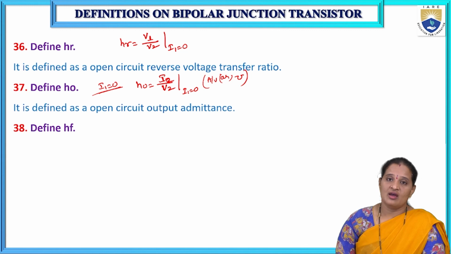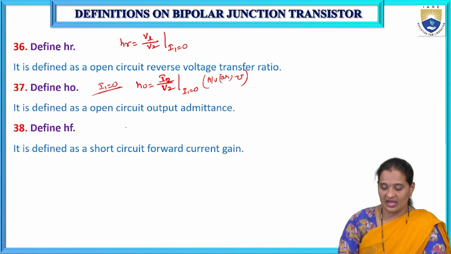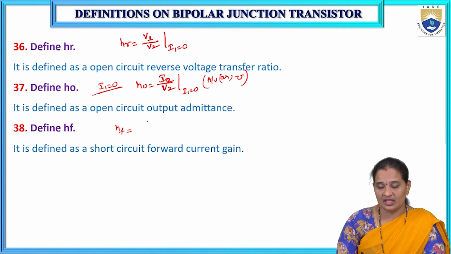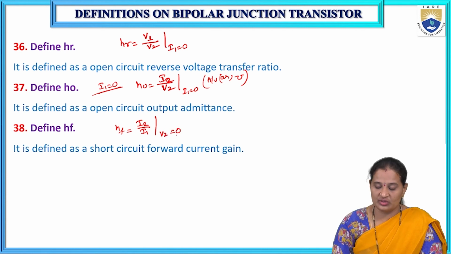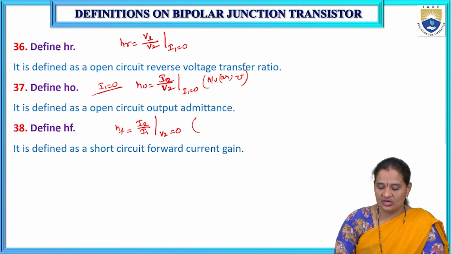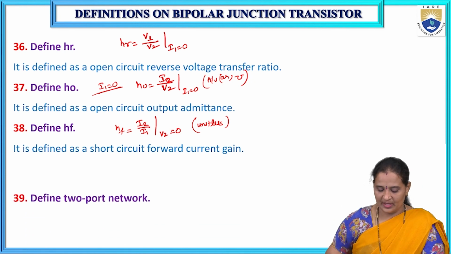Now coming to the forward current gain, which is defined as hf. hf is defined as the short circuit forward current gain. Forward current gain means output current by input current, by short circuiting the output port, so V2 is equal to 0. The units for this are unitless, or dimensionless. So this is hf.